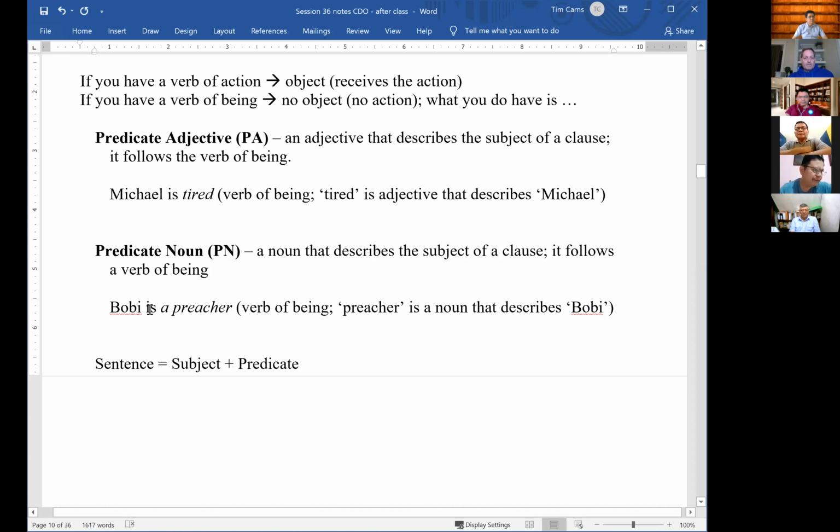For example, Bobby is a preacher. Now, in this case, preacher is not an adjective. It is a noun. That completes the thought. So in this case, I'm not giving an attribute of Bobby as an adjective. I'm giving another noun to describe Pastor Bobby. Or I could say Bobby is a man. Bobby is a father. Bobby is a husband. Those are all nouns.